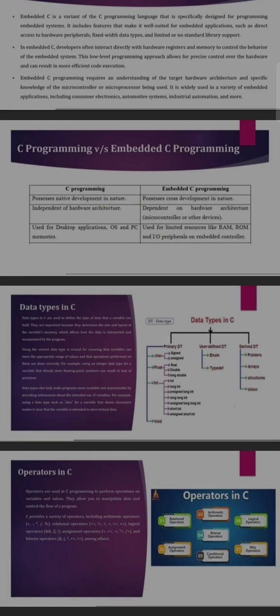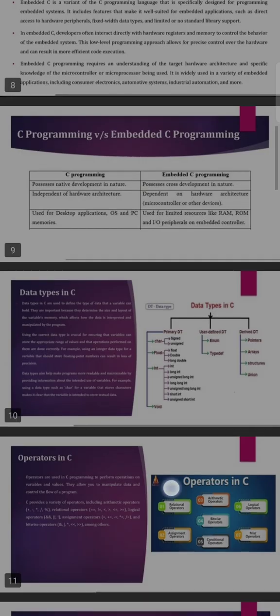Differences between C programming and embedded C programming. C programming possesses native development in nature. Embedded C possesses cross development in nature. C programming is independent of hardware architecture, while embedded C is dependent on hardware architecture, the microcontroller or other device. C programming is used for desktop applications, operating systems and PC memories, while embedded C is used for limited resources like RAM, ROM and input-output peripherals on embedded controllers.